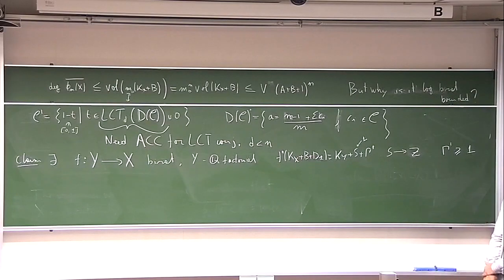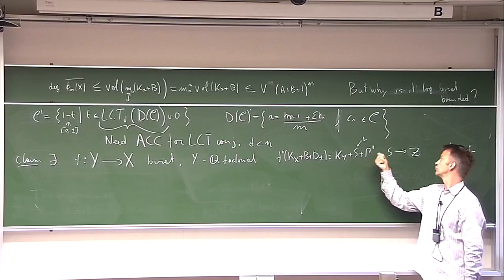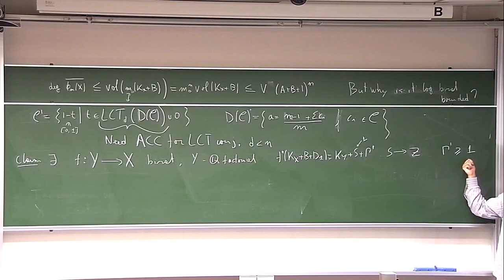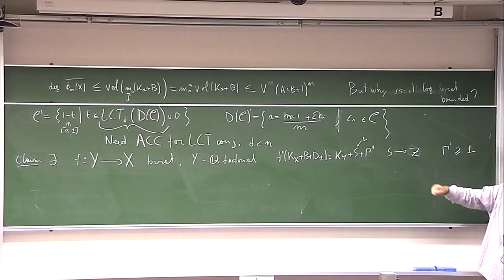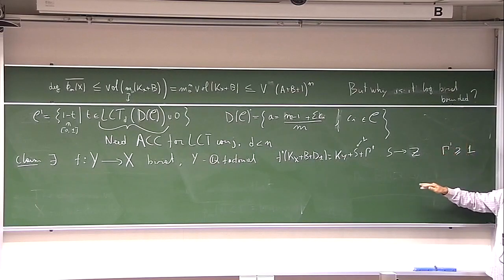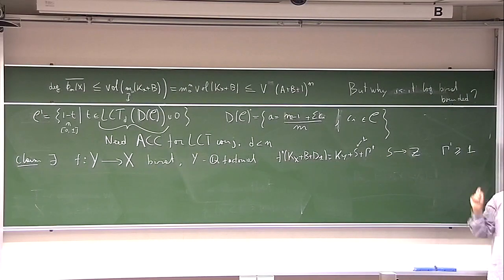Why should such a pair exist? It's really non-obvious. It's a consequence of the minimal model program. What you do is you go to a log resolution, and you would certainly have this kind of thing, except that the coefficients of gamma prime could be strictly less than 1. In fact, if you blow up a smooth point of x outside of this boundary, you'll get something of negative coefficient. Then you run a smart minimal model program over the base x that gets rid of all the coefficients which are strictly less than 1.